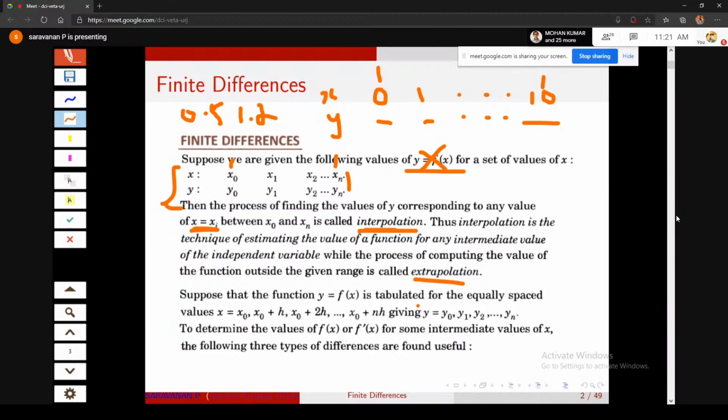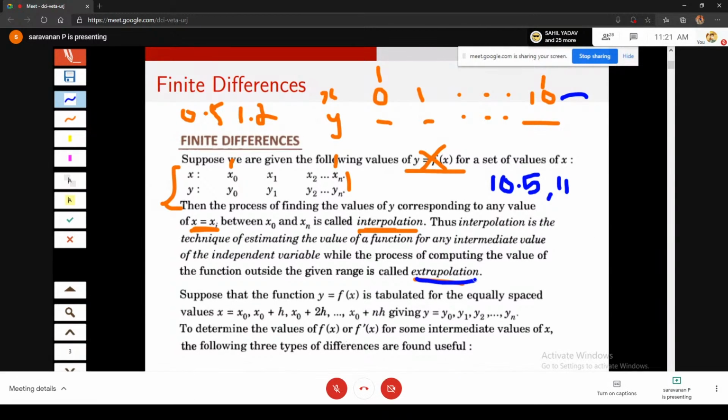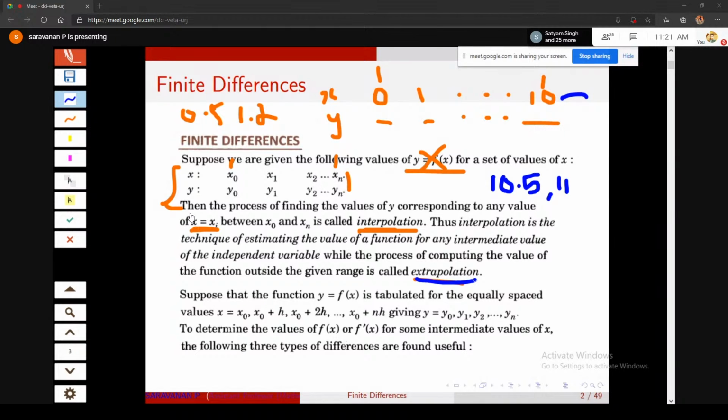And if you are computing the value of y outside this given range, for example, the value of y corresponding to x equal to 10.5 or 11 or 12, etc. So 10.5 lies outside this interval. Therefore, we call this extrapolation. But in some books, authors refer only to interpolation, which actually means both interpolation and extrapolation. That is, the process of computing the value of y corresponding to any given value of x is known as interpolation, right?